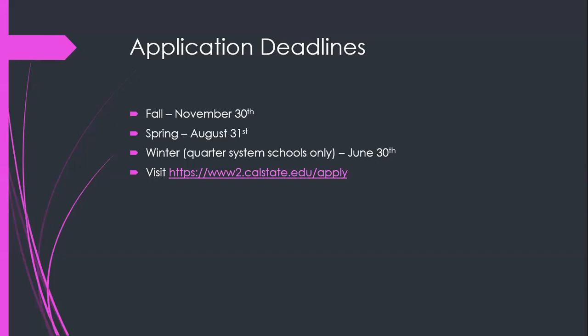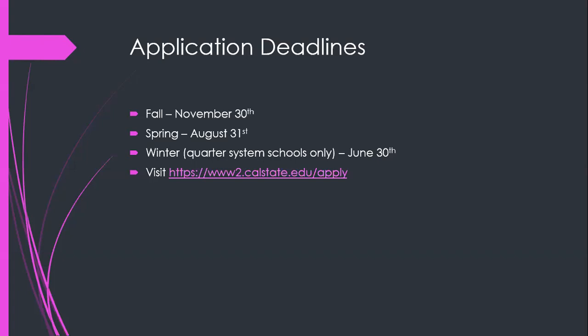Application deadlines for CSU: for the fall term, November 30th is the application deadline, and for the spring term, August 31st is the application deadline. There are a few campuses in the CSU system on the quarter system, and those applications are due for the winter quarter, which is that January start, by June 30th.